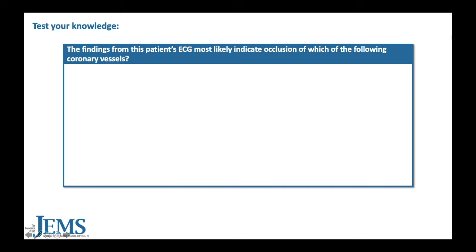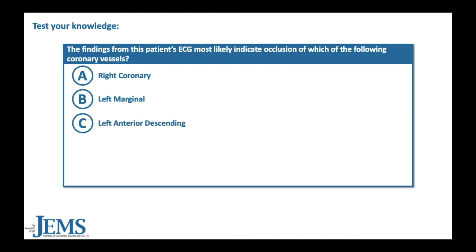Now, a question to test your knowledge. The findings from this patient's ECG most likely indicate occlusion of which of the following coronary vessels? A. Right coronary, B. Left marginal, C. Left anterior descending, D. Right marginal, or E. Circumflex. The correct answer is C.